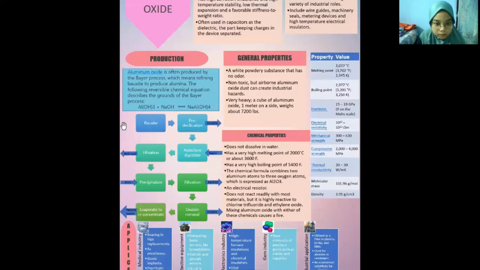Okay, in this figure, this is the Bayer process. This figure summarizes the Bayer process. So in this figure, this is complete about what happened during each stage in the Bayer process. So that's all for my part. I will pass to the next presenter.